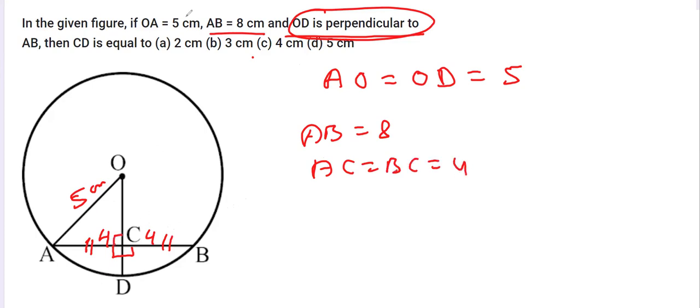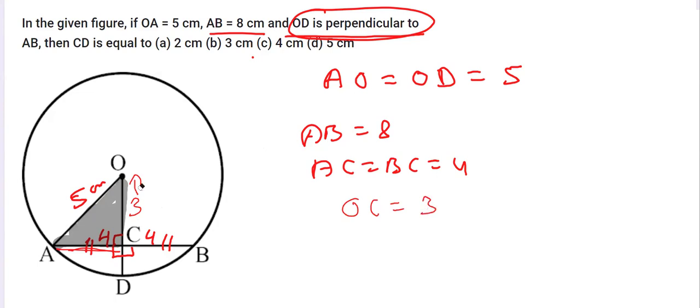Now, this being a 90 degree, we can apply Pythagoras theorem, or we can use that property, Pythagorean triplet. Look into this triangle. You can see that this is a right angle triangle where we know the length of the hypotenuse. The length of the hypotenuse is given as 5 here, and one of its legs is 4. So using Pythagorean triplet, I can say the length of OC is equal to 3 centimeter.